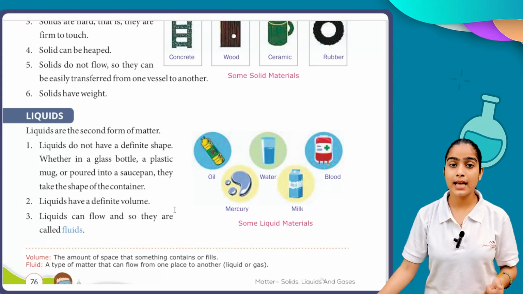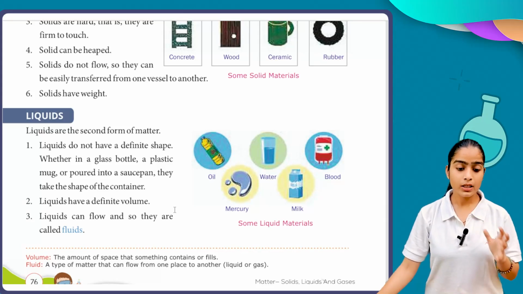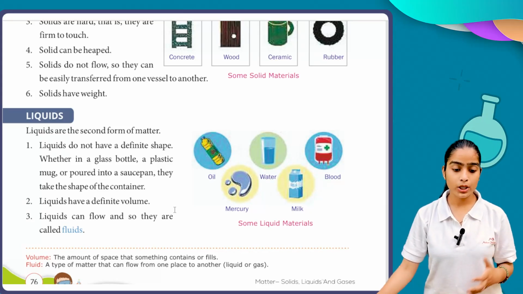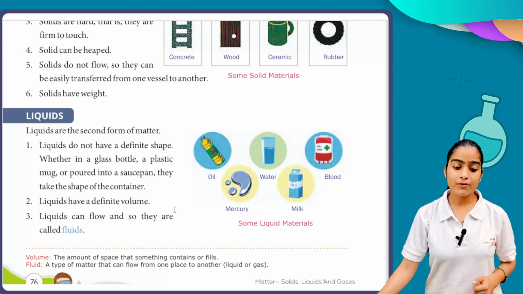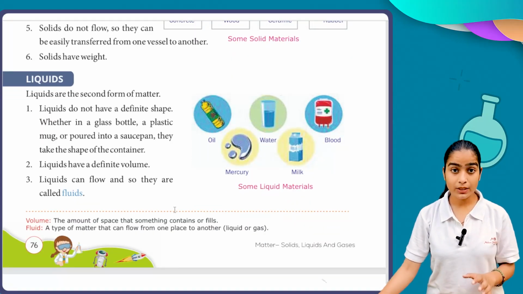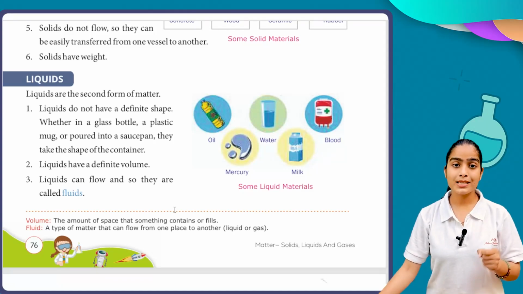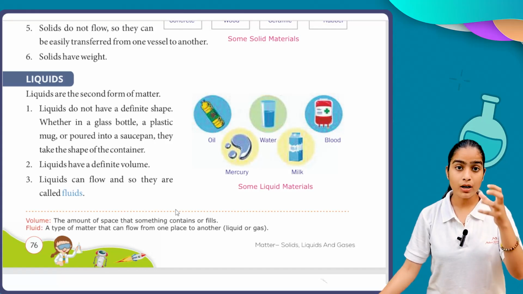So what we understand here is that liquids don't have a definite shape. Whether in a glass bottle, a plastic mug, or poured into a saucepan, they take the shape of the container. Liquids have a definite volume. If you pour the water inside your bottle, what will you observe? That water bottle has weight.